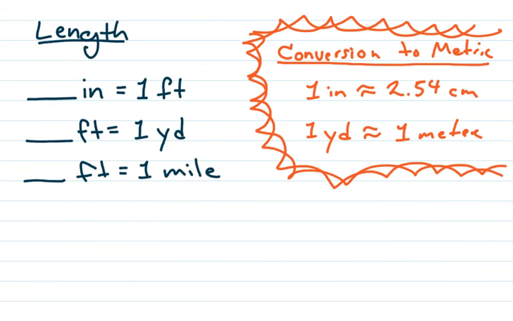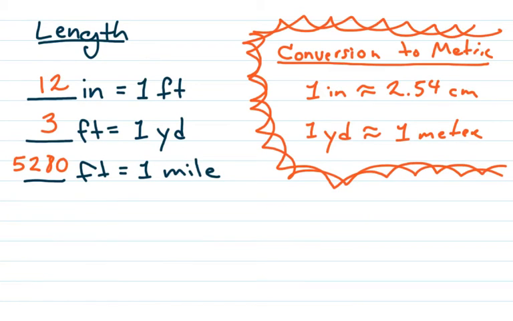Let's talk about length now. Okay, so these are the 3 that I want you to memorize. You probably already have them memorized, but just in case. There are 12 inches in 1 foot. There are 3 feet in 1 yard. And there are 5,280 feet in 1 mile.